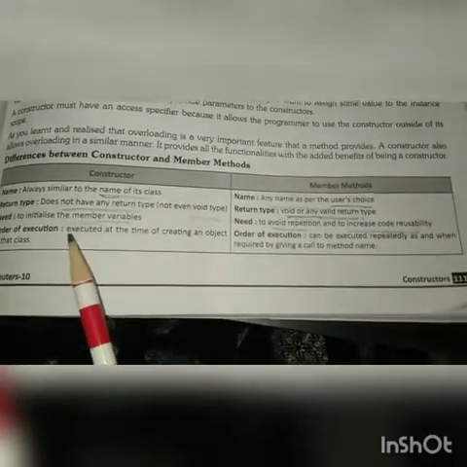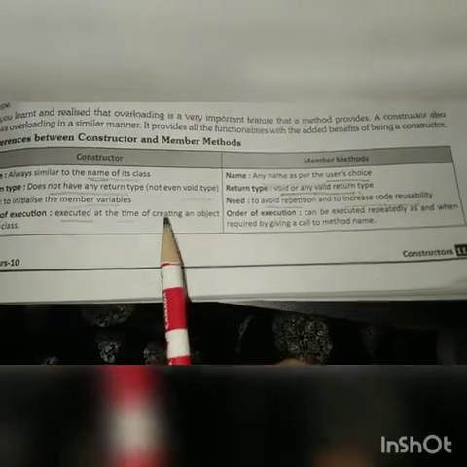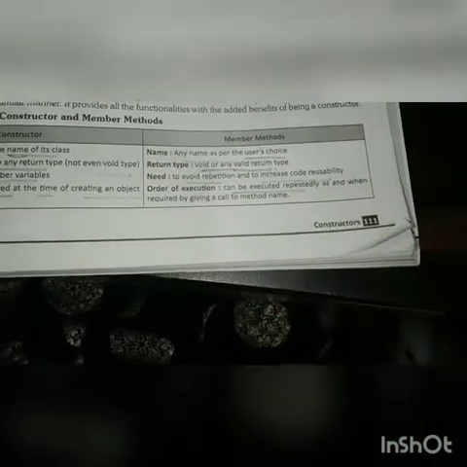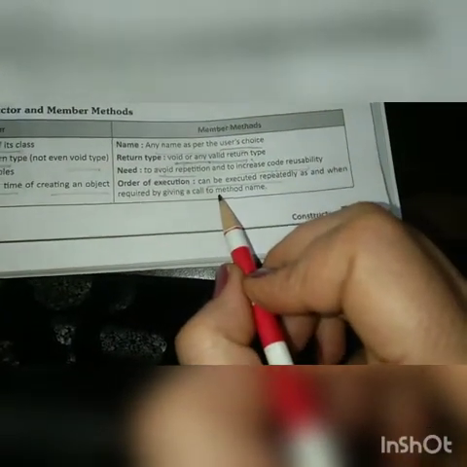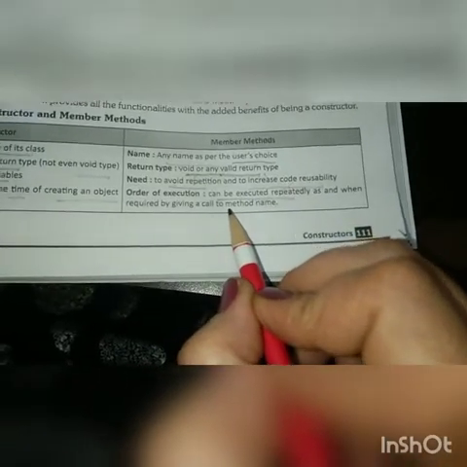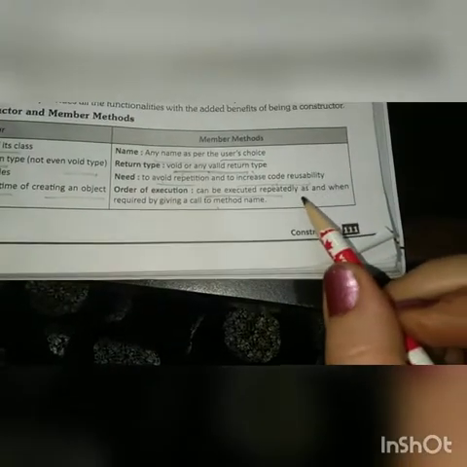And then order of execution. Order of execution means how it is invoked. A constructor is executed at the time when the object is created, whereas a method can be executed repeatedly, and only when it is called is it executed, not by itself. When the object is created, no method will be called. A method will be called by the user's call. If it is a static method, there is no need to create the object.